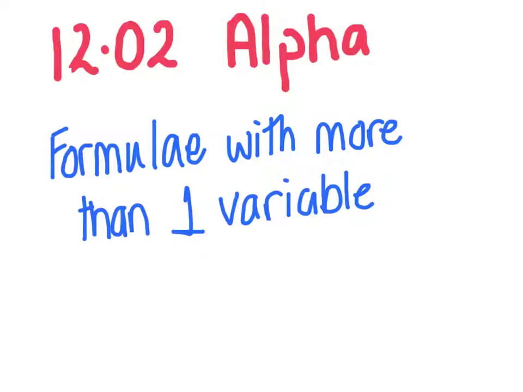Kia ora guys, we're up to 12.02 from alpha, which is formula with more than one variable.